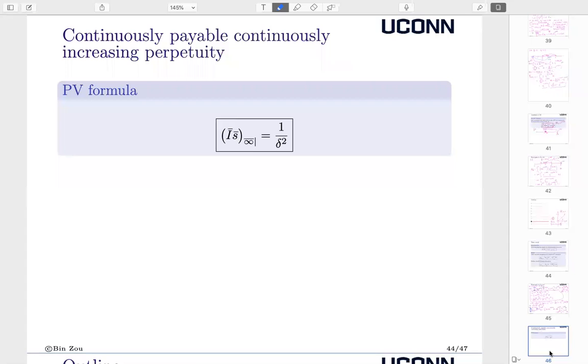We have, oh, by the way, this is IA. For perpetuity, you never calculate future value because future value is always infinity. So again, let's use this to analyze, okay?